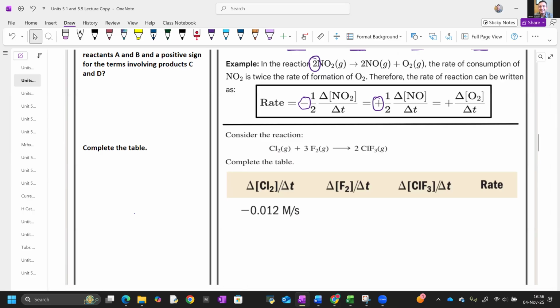Now, while this example does not tell us to write the rate expression for each of the reactants and products in the balanced chemical equation, we're going to go ahead and do that, and then we're going to use that in our table and solving for these problems.